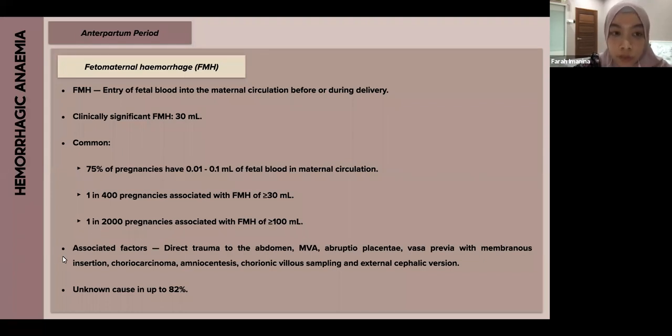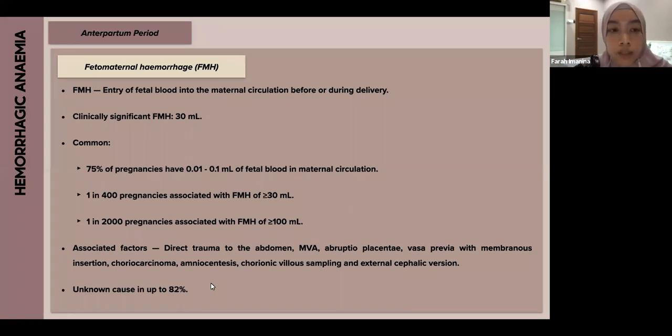The associated factors with this condition, for example, are a history of direct trauma to the abdomen, involvement in an MVA, motor vehicle accident, antepartum hemorrhage like abruption of placenta, or maybe the mother underwent procedures during pregnancy, for example, amniocentesis. It is important for us to know because we need to ask this in the history later. However, we must note that up to 82% is due to unknown cause. From what I've read, FMH can occur spontaneously.